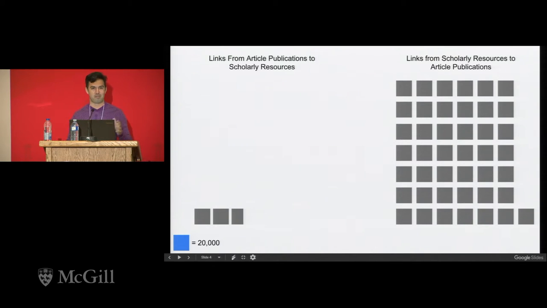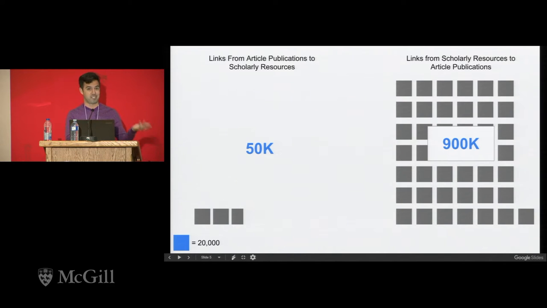On your left, you have links from article publications to scholarly resources. That's around 15,000 links. And on your right, you have links from scholarly resources, some of them data sets, to article publications, and those are around 900,000 links. You can already see some disparity in this data. The reason could be many, but one explanation is that those who provide data sets, or other resources other than journal articles, are really interested in linking them to article publications. That doesn't happen with the same frequency on the other side, for publishers linking to other resources. As I said before, we are at a stage in which this might not match your expectations, but that's what we are seeing in the data at the moment.